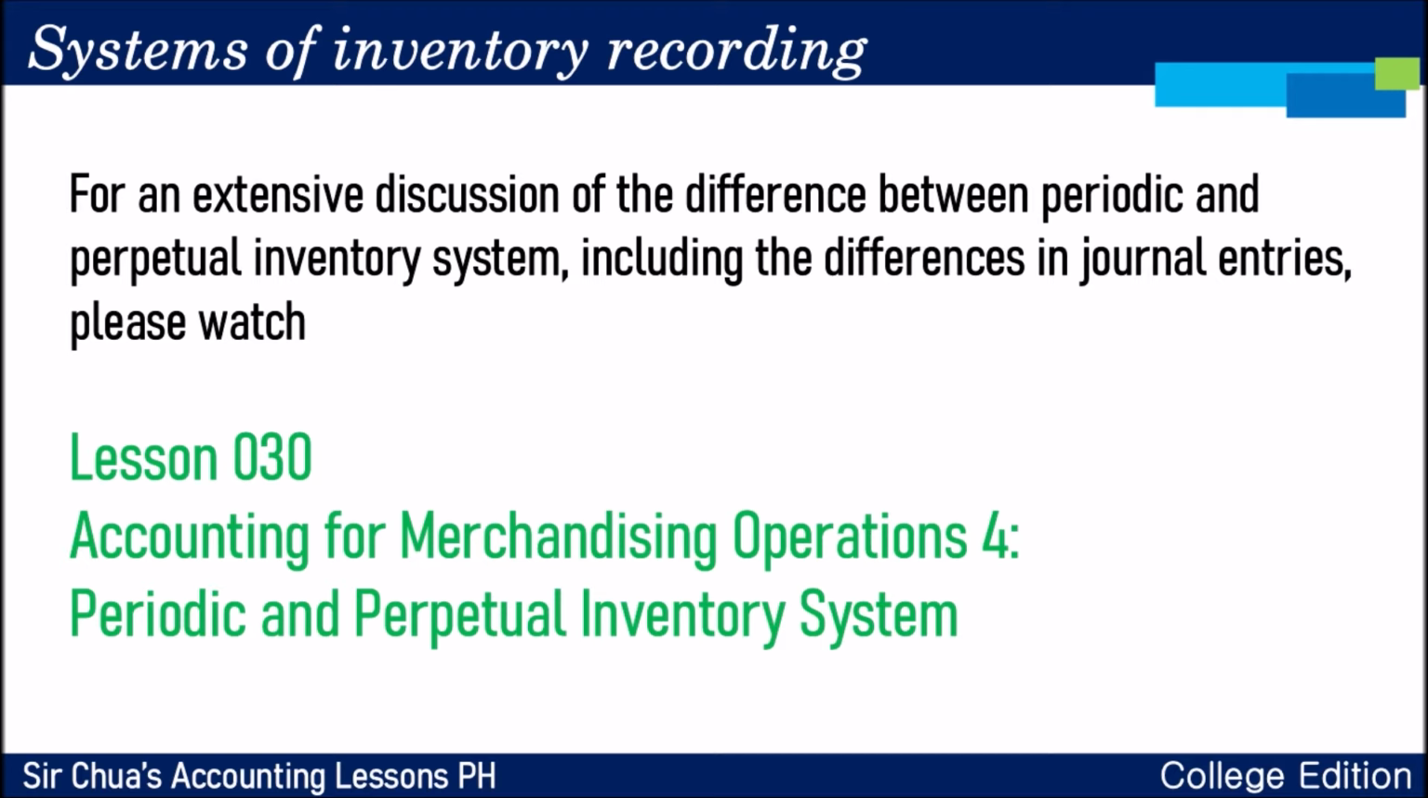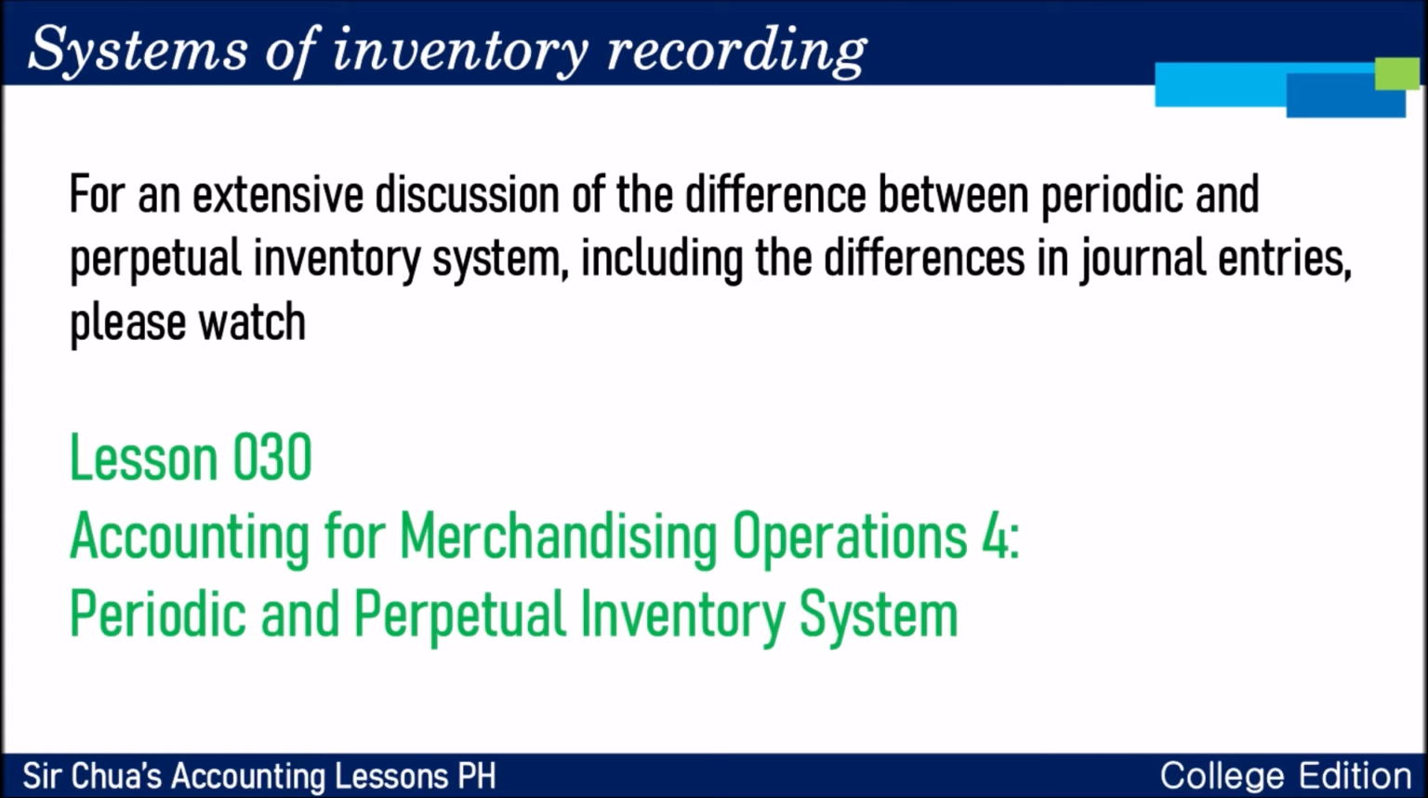For an extensive discussion of the difference between periodic and perpetual inventory system, kasama po yung kung paano po tayo mag-journal entries sa periodic at kung paano po tayo mag-journal entries sa perpetual. Meron din pong lesson si Sir Chua dyan. Lesson 30 po, Accounting for Merchandising Operations Part 4, Periodic and Perpetual Inventory System. And kung kayo po ay medyo curious pa din sa merchandising operations, pwede nyo pong balikan lahat ng videos ng Accounting for Merchandising Operations. 5 parts po yan. Okay? 5 parts po yung discussion natin ng merchandising operations.